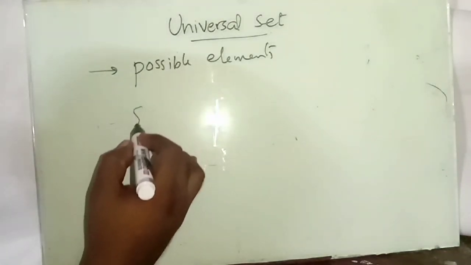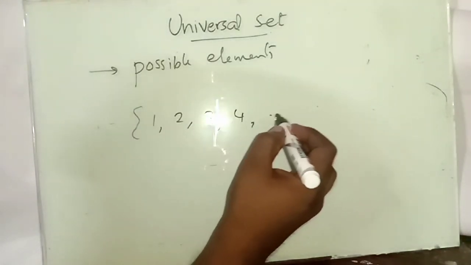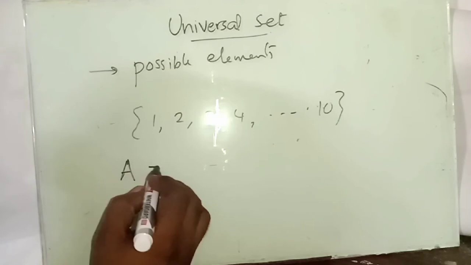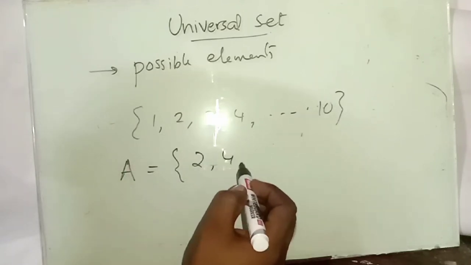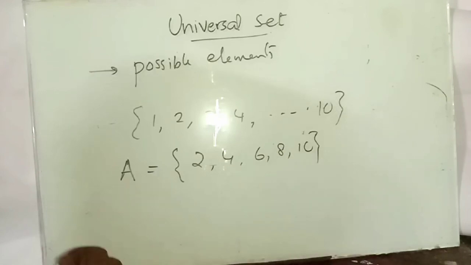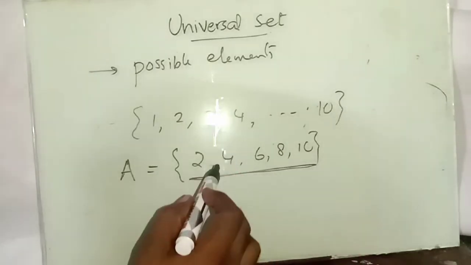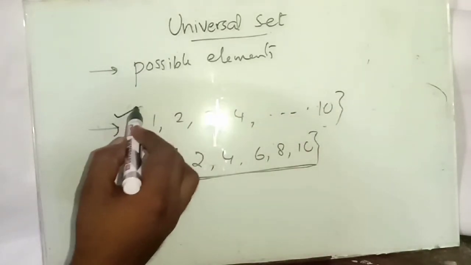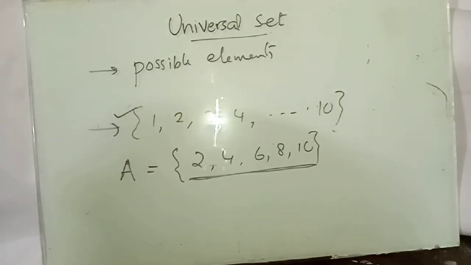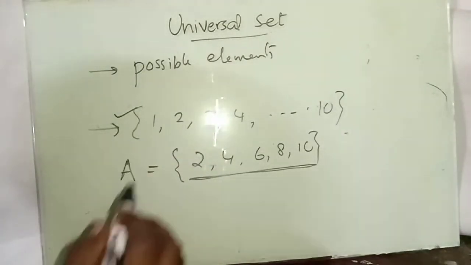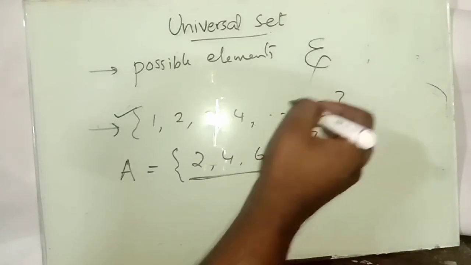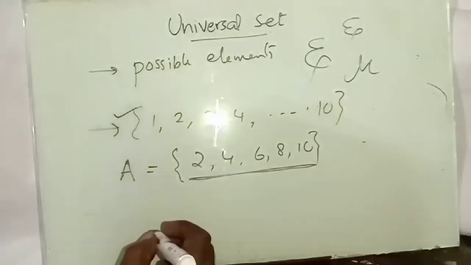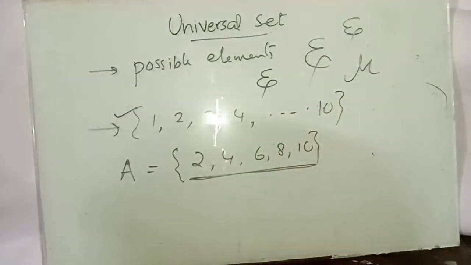Like suppose I'm making a set 1, 2, 3, 4, 5, 6, etc., up to 10, and I frame a new set which is {2, 4, 6, 8, 10}. To frame this new set, we have taken the elements from this original set. Yes, so this set is considered as the universal set. And the universal set is denoted with this symbol. This is also a symbol we can use for the universal set.